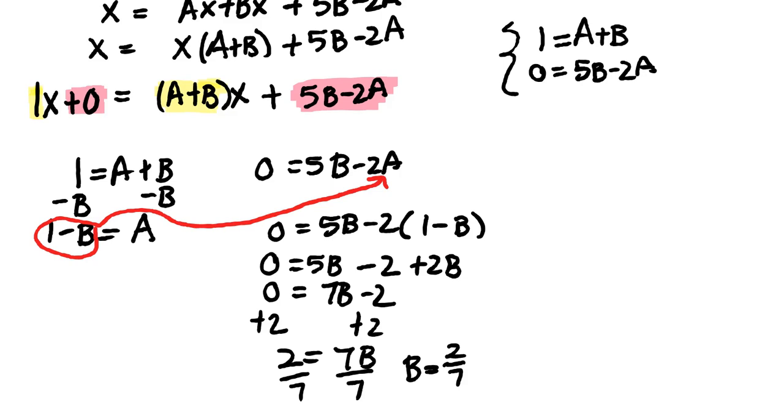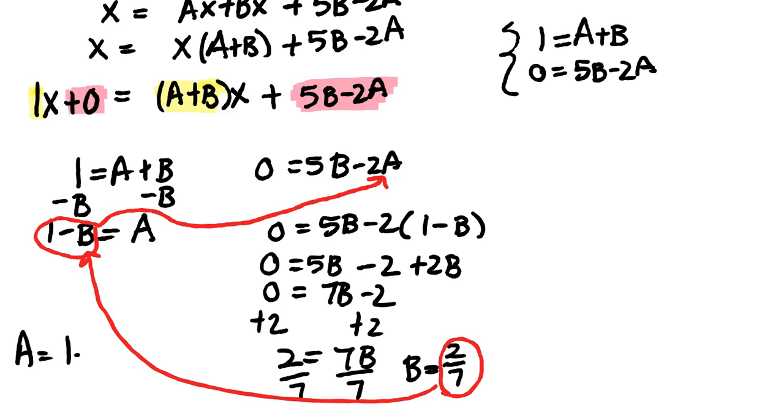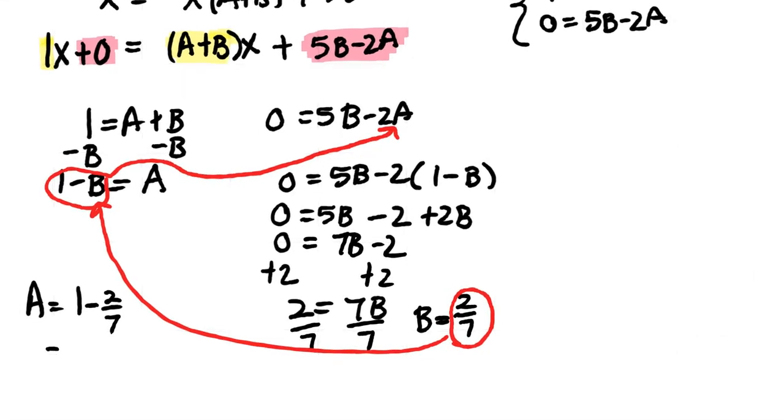Now I can solve for A. I'll substitute 2/7 in for B, and that gives me A equals 1 minus 2/7. I'll get a common denominator: 7 over 7 minus 2 over 7 is 5 over 7. So A is equal to 5 over 7.